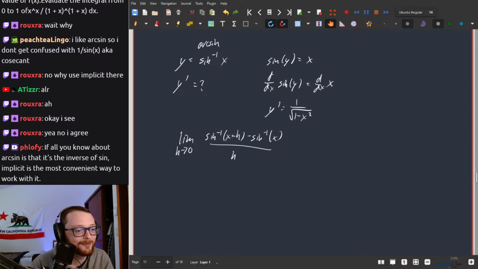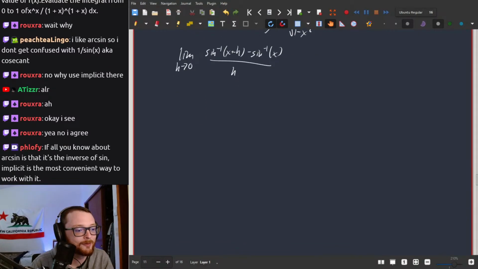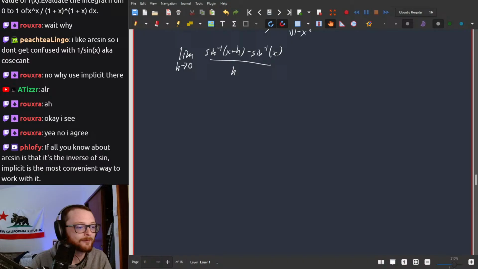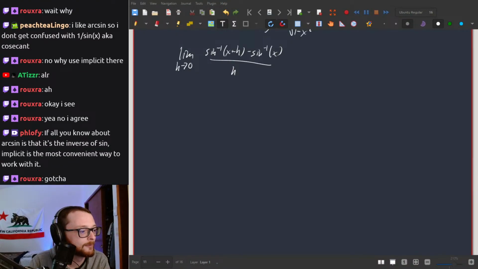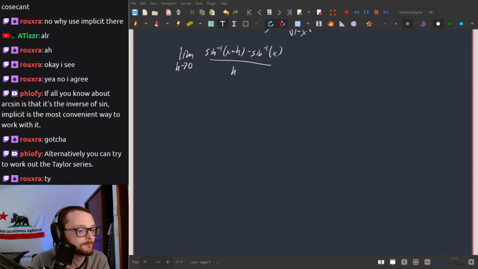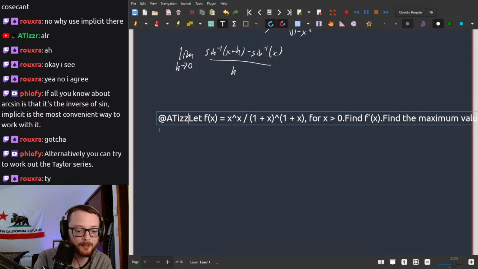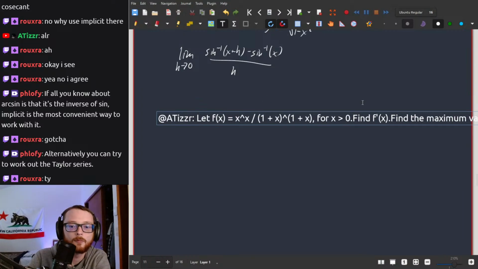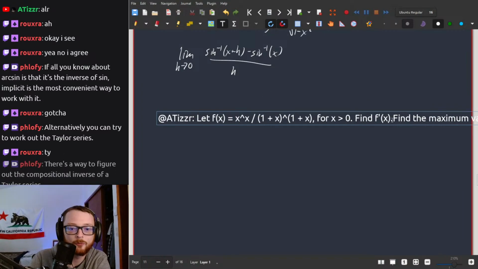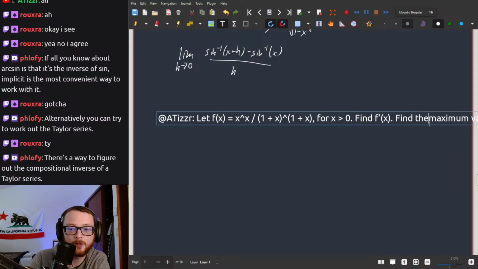Okay, fan of arc sine is that the inverse sine implicit. Yeah. Let's take a look at Tizzer's question. Yeah, Taylor series will work too. No worries, Roxer. If you have some more small ones, I can keep on answering some questions, but I think Tizzer will be the last big question of the day here.